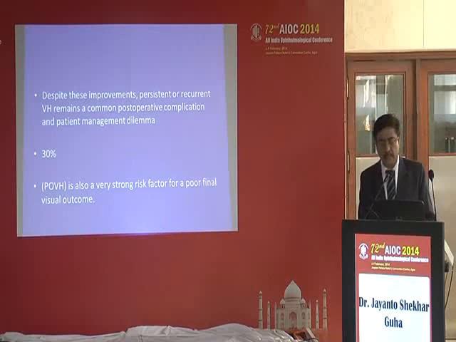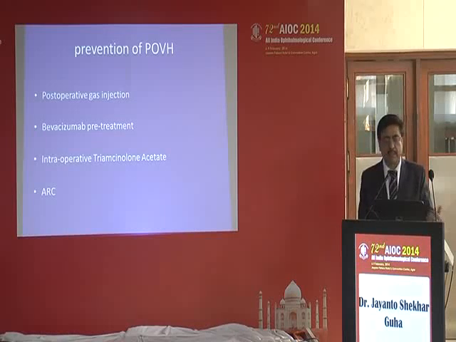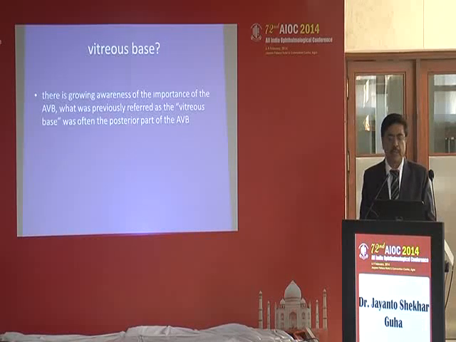Anyway, now one complication that has to be taken care of, or may be preventable, at the time of the initial surgery is POVH, post-operative vitreous hemorrhage, which is found in 30%, which will not be early, it will be late, depending on the etiology. Hence, to follow AIOC's advice, these obstacles to successful vitrectomy should be best managed by prevention rather than subsequent treatment. Appropriate management at initial vitrectomy will reduce the incidence of these complications. So these are the few measures we can take to prevent.